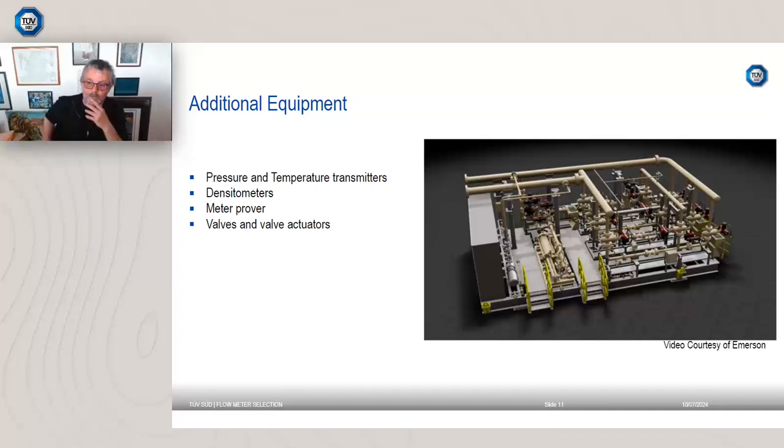Valves and valve actuators. As soon as you have more than one stream, or even if you have one measurement stream but you need to do maintenance, which is almost all the time, you're going to need some valves to divert the flow, to allow you to isolate lines.